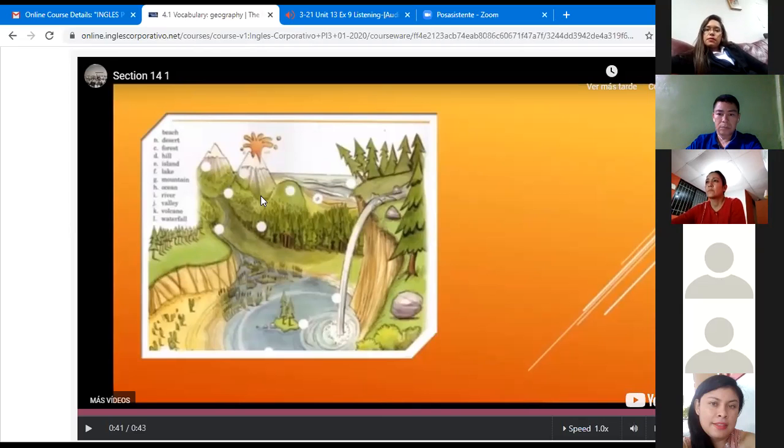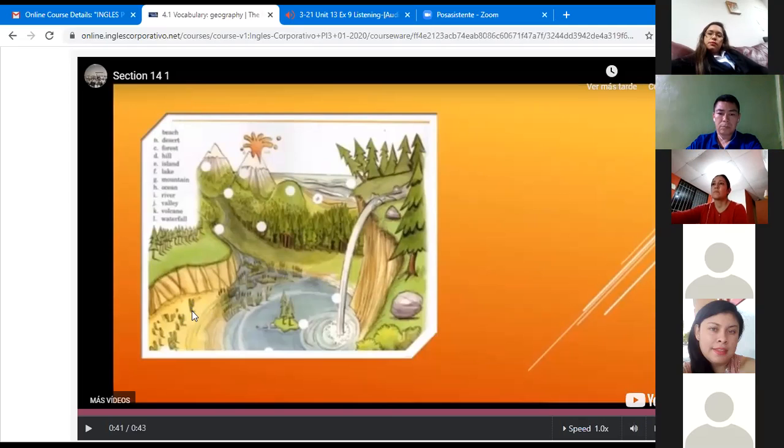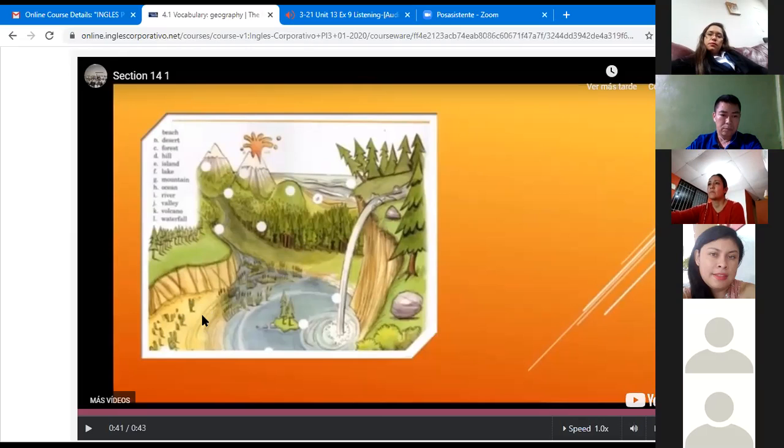What else? We have the river, the valley. Valley. All this, right? Like Zapotitán is a valley. Okay. Lourdes here is a valley. Because you have mountains and then you have volcanoes. And then at the bottom, we have the desert. Desert, right? You see the cactus here? This is desert. Okay.